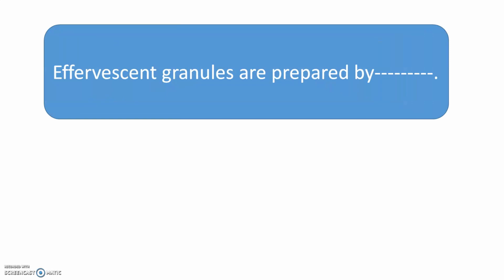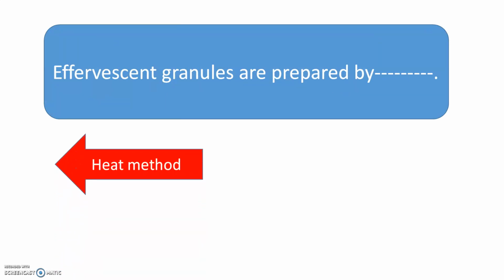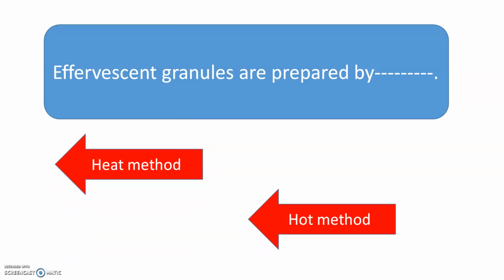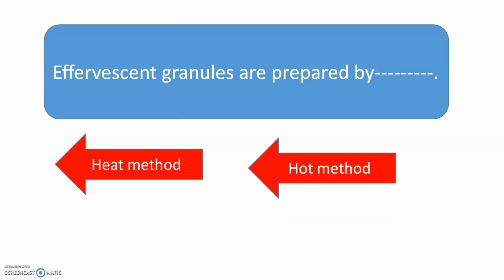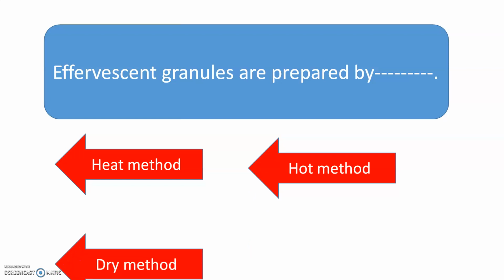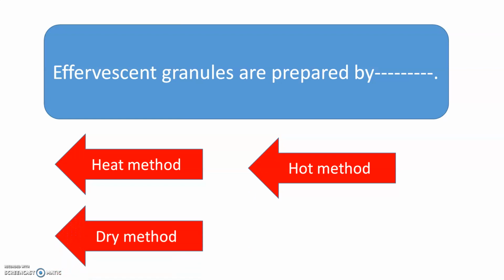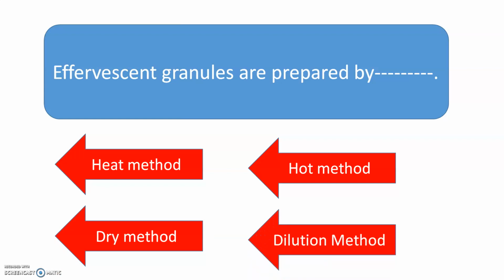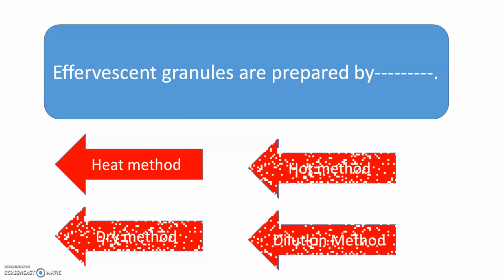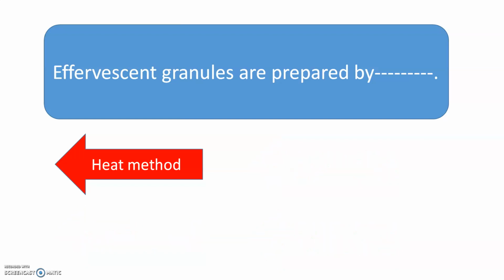Effervescent granules are prepared by which method? There are different methods to prepare the effervescent granules. Out of them, which one is the correct option? Heat method, hot method, dry method, or dilution method? And the correct option is yes, heat method. Effervescent granules are prepared by heat method.